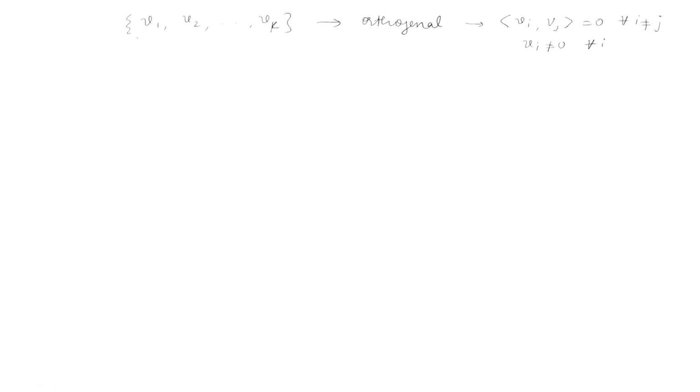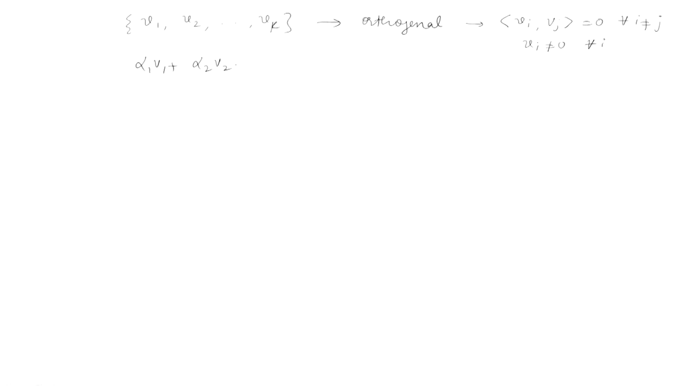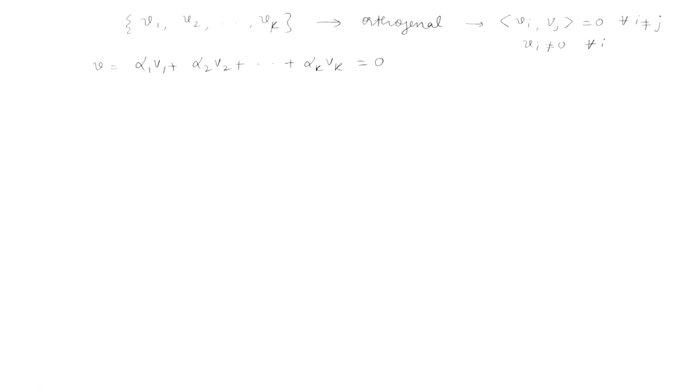Now, in order to show that this set is linearly independent, take a linear combination of these vectors, put it equal to 0 and try to show that each scalar is 0. So, take a linear combination of these vectors and put it equal to 0. Now, we have to show that each alpha is 0 in order to show that this set is linearly independent. Say the linear combination of these vectors is V, which is of course equal to 0.